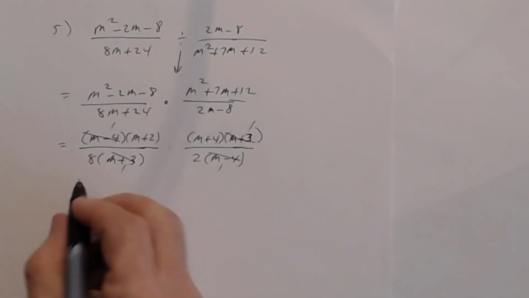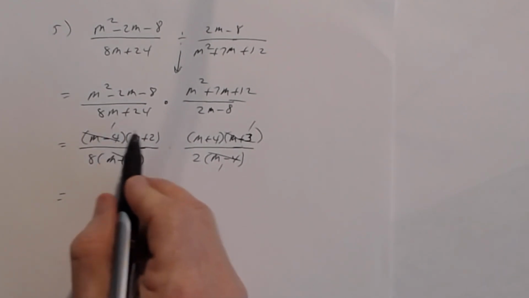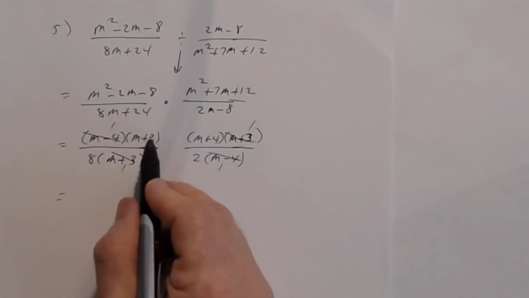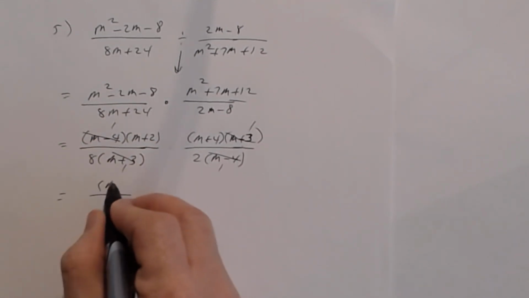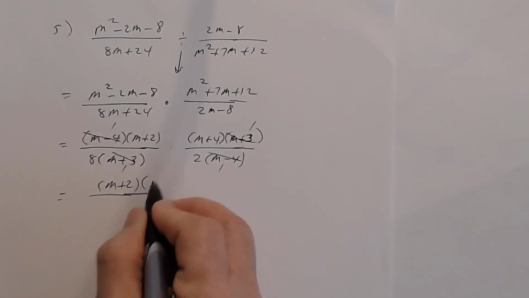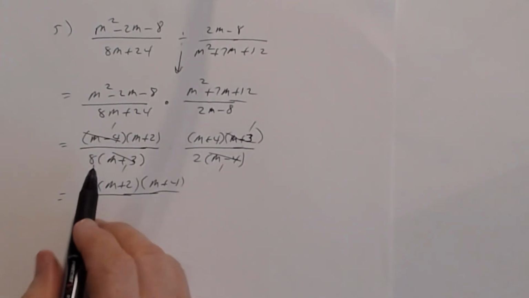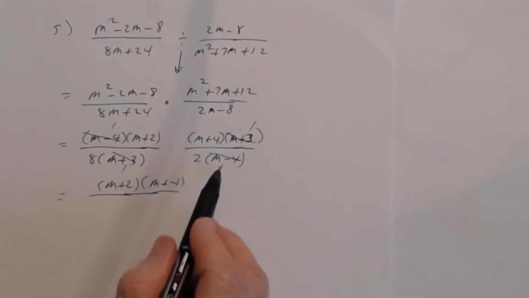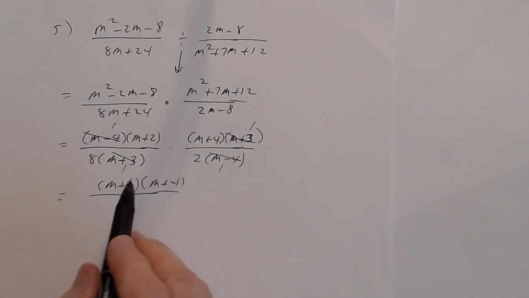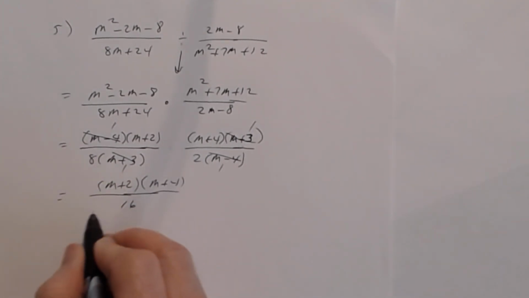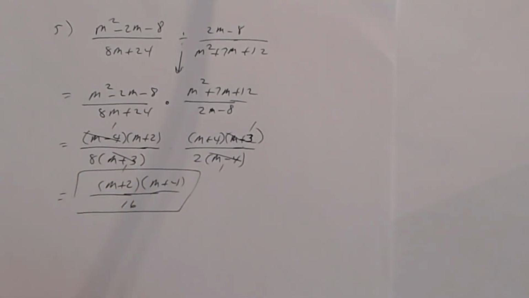Now, how do you write the answer? Well, you're going to write the answer like this. 1 times m plus 2 times m plus 4 times 1 is just these two multiplied together: m plus 2 times m plus 4. Leave it in factored form. Then over here, you have 8 times 1 times 2 times 1. We all know that 8 times 2 is 16, so you got to say 16. Don't say 8 times 2. And there's your answer. That was number 5.